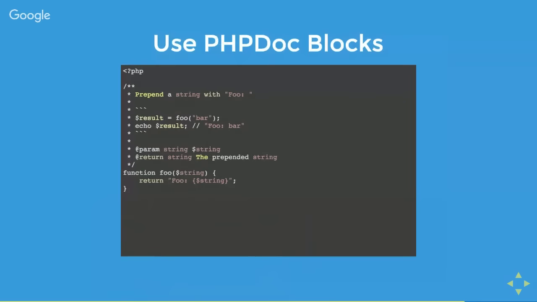So use PHP doc blocks. This highlighting is horrible. But this doc block, if you look at it, we've got a title up here in the top. It says prepend a string with foo. In the description of the doc block, we have a code block that shows how to use it and what to expect. And then we've got the parameters listed with the types that they are. And then we've got a return listed with the type and an explanation. If somebody stumbles across this function, they know exactly what it does. They know how it's supposed to be used, and they know everything that it takes.